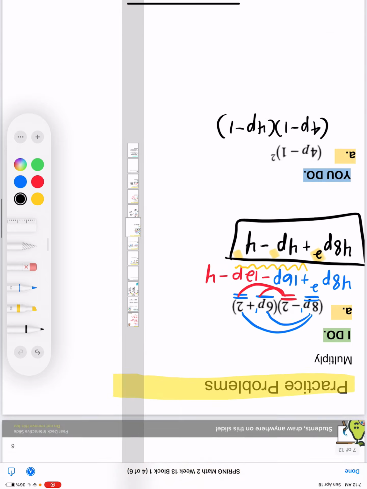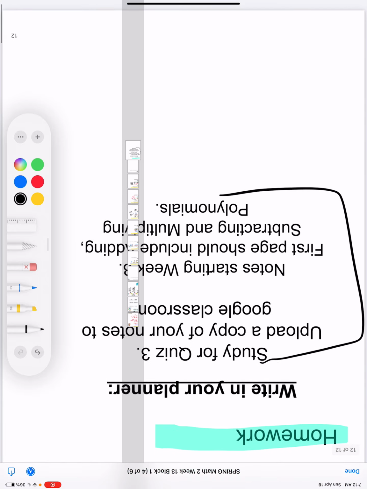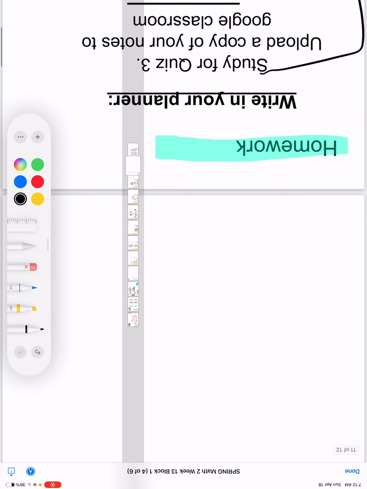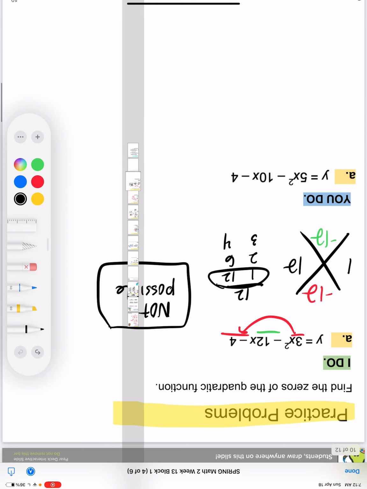If you have any questions, there will be support block today. I will not be in there. Your sub will be in there, but you can ask them questions. You can also come in on Tuesday for support block. I'll be in there on Tuesday, and then I'll be able to answer any questions before your quiz on Thursday.